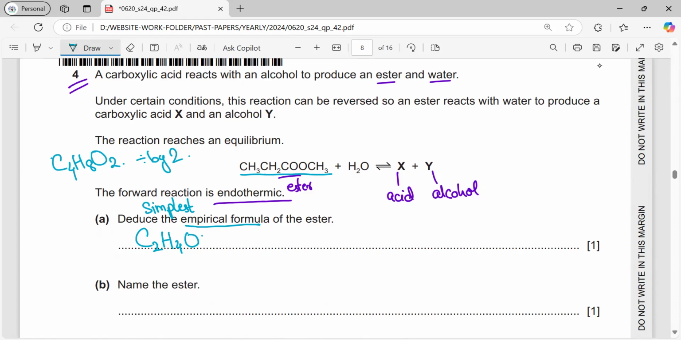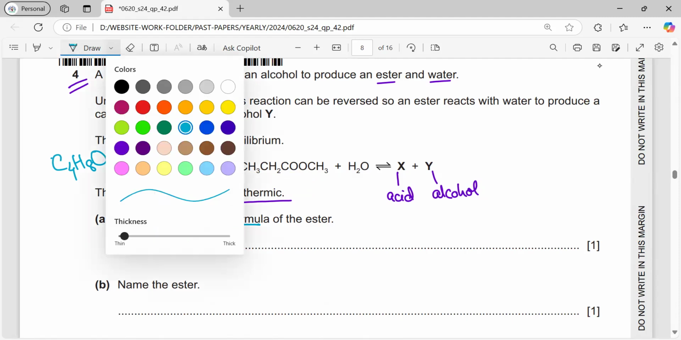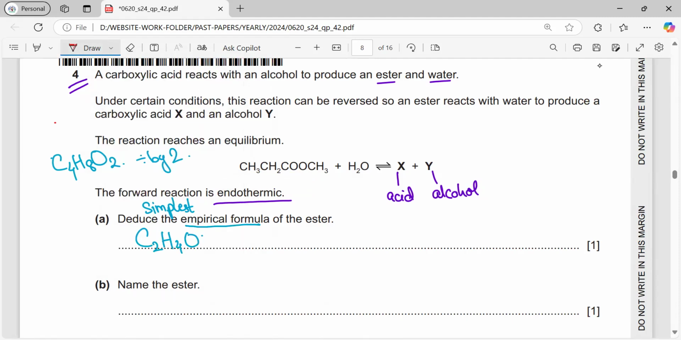Name the ester. We have to name this ester from the carboxylic acid and the alcohol which we are using. Now, to name the ester, we will see what is the carboxylic part and what is the alcohol part. Just a quick tip, to find out the name, we will split the ester at the COO and the other alkyl group.